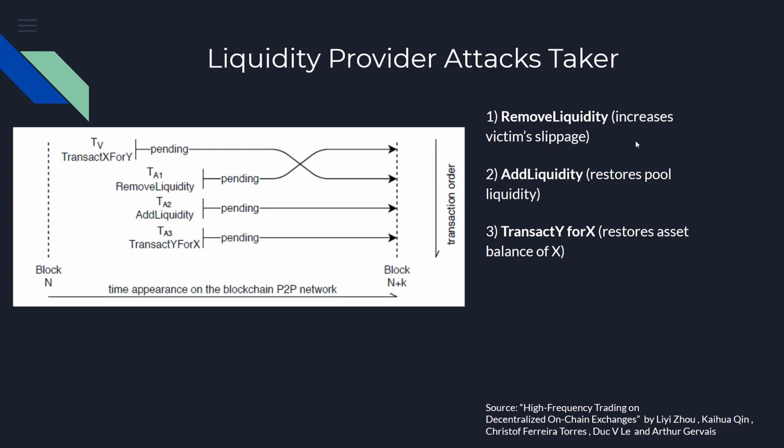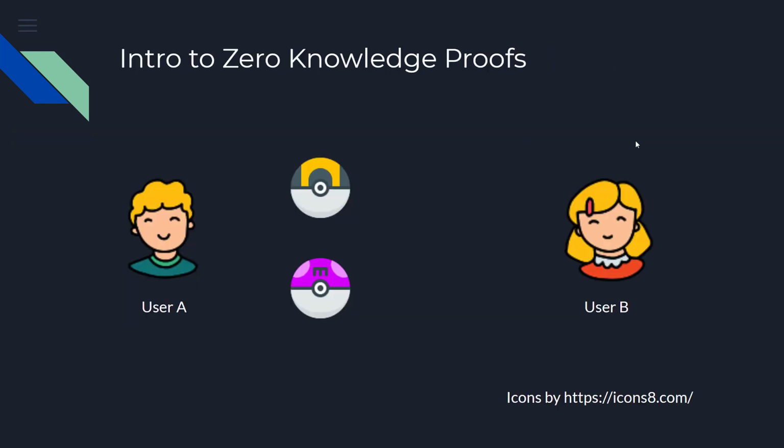So now we know what sandwich attacks are and how they are executed. Now let's talk about how we can prevent them. Let's take a quick intro to zero knowledge proofs. We'll try to understand these zero knowledge proofs with a very simple example. So actually, what are zero knowledge proofs? You can take them as a way to tell someone that you know something without actually sharing any information about that thing.